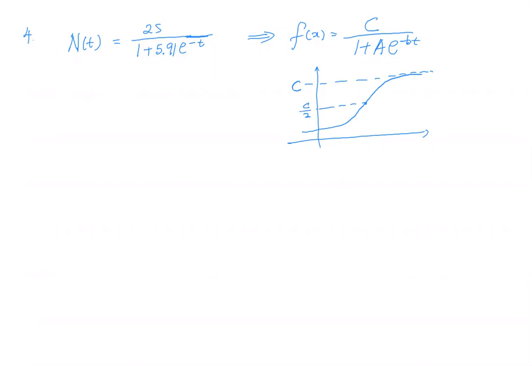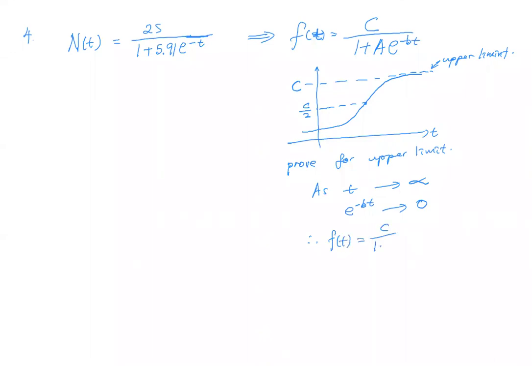So this is the upper limit. How to prove the upper limit? We will write, as t approaches infinity, e to the power negative bt will approach 0. So therefore, f of t, which is c over 1 plus a e to the power negative bt, with this being 0, will approach c. These are the important information you must write down.